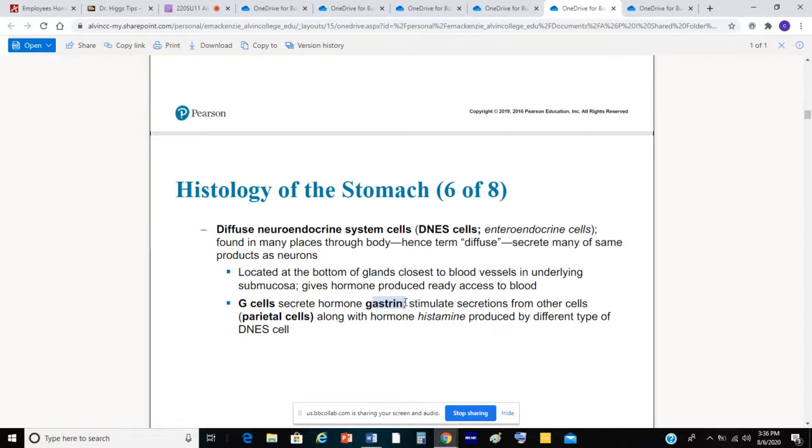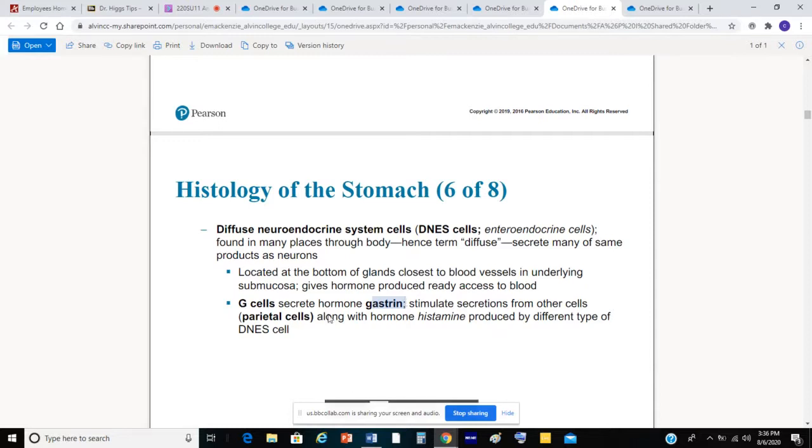You see, smell, look at, or even taste food. These cells begin to pump out gastrin, which will stimulate the other cells to secrete their products. Parietal cells to secrete hydrochloric acid and intrinsic factor. Chief cells to release pepsinogen. And mucous neck cells to release mucus. So those are the cells. That's what they make and what they do.